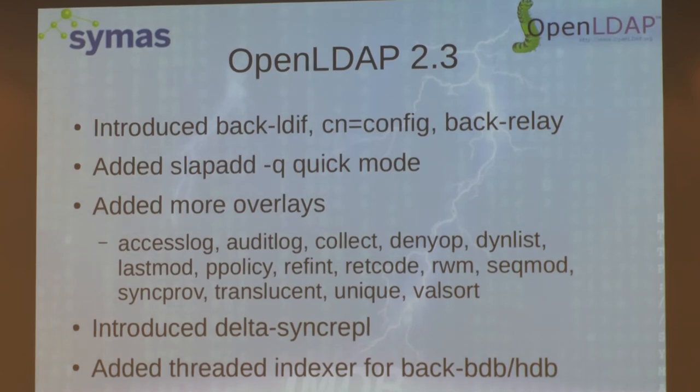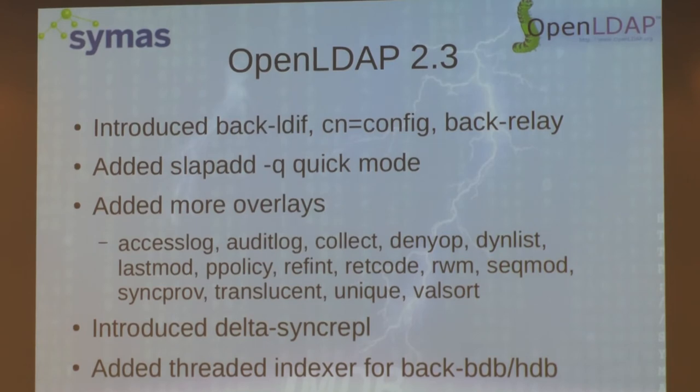We also added a quick mode for slapadd to try and overcome some of the performance problems of Berkeley DB's transaction API. We basically turn off the transaction API when we're using quick mode. We also did some more work with syncrepl, introducing the Delta syncrepl mechanism, which saves on network bandwidth because we only send changes instead of full entries. And we started working with a multi-threaded indexer for the back BDB backend.